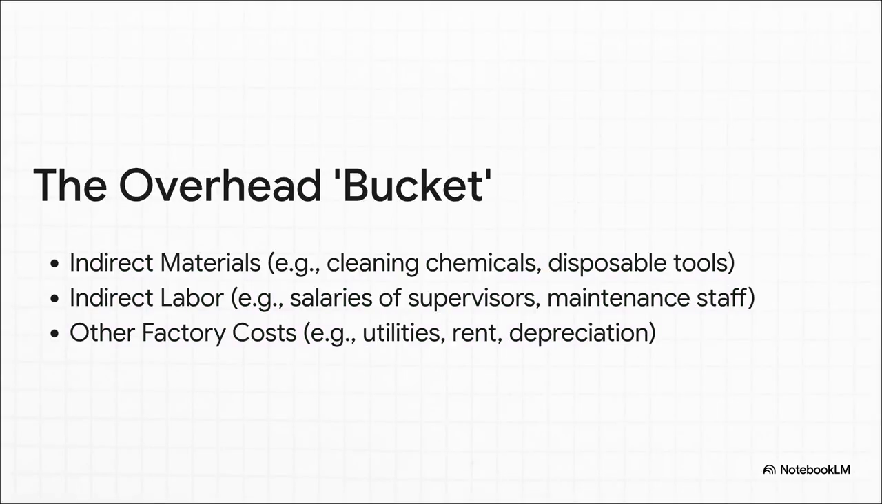So what kinds of things get tossed into this big overhead bucket? We're talking about indirect materials like lubricants for machines and cleaning supplies. There's indirect labor. That's the pay for everyone in the factory who isn't physically assembling the product, like the maintenance crew or the quality inspectors. And then you got a whole bunch of other factory costs. Everything from the water bill to the rent to the depreciation on all that expensive machinery.